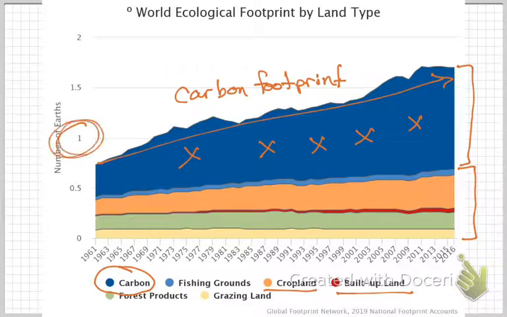Remember, here's our number of Earths of 1. You can see where we crossed it, probably right around 1970 is probably where we crossed that threshold and started to go into overshoot. So anything above 1 here is overshoot for the human population, and that has primarily been driven by this increase in our carbon footprint.